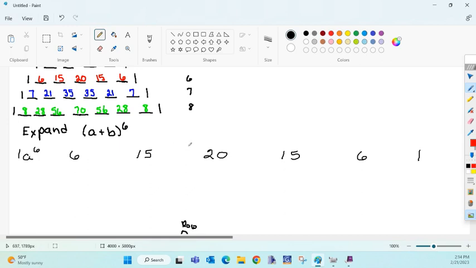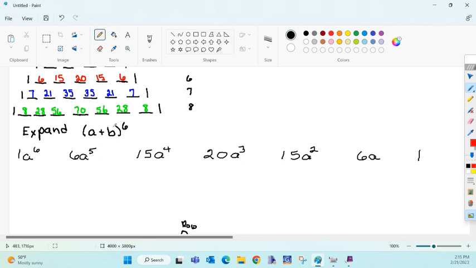And then each one of these, as we go this way, is going to be 1 less a. So we have a to the 6th, a to the 5th, a to the 4th, a to the 3rd, a to the 2nd, a to the 1st, and then no a right there. Does everybody see what happened so far? We went down, right?